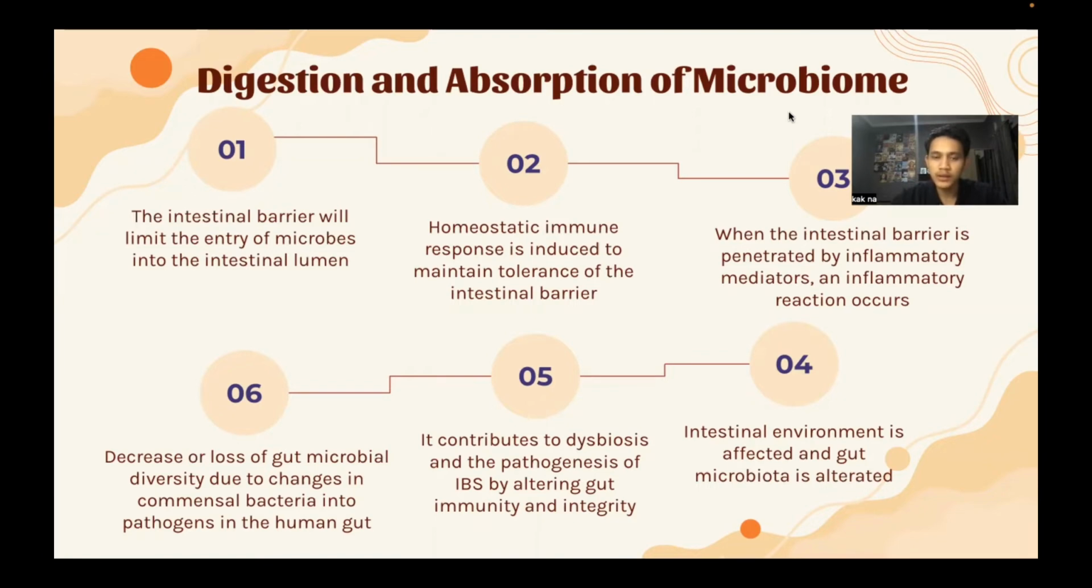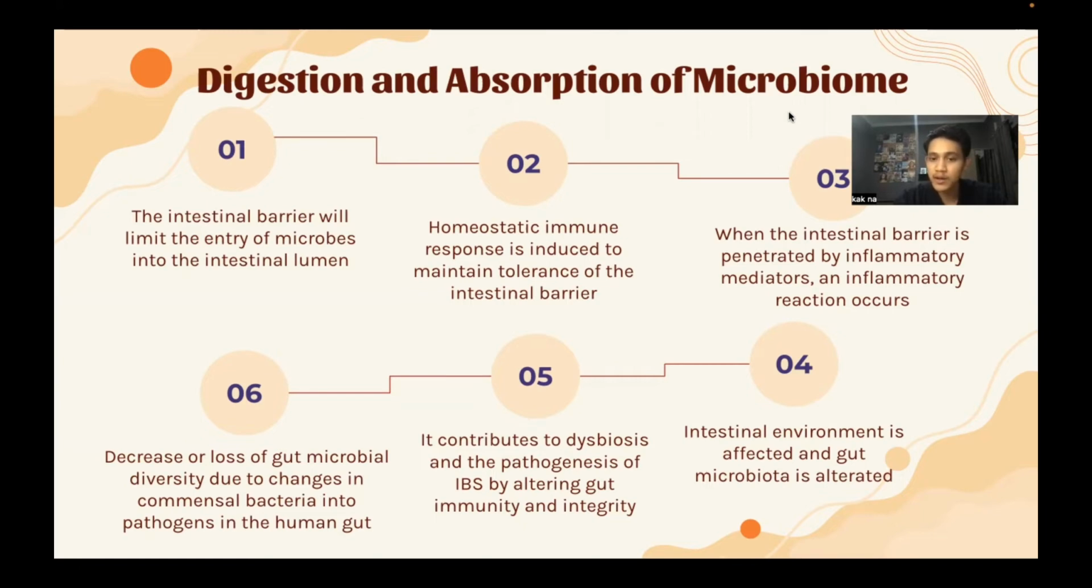Now I would like to continue this presentation, still on the digestion and absorption of microbiome. In the progress of digestion and absorption, the intestinal barrier will limit the entry of microbes into the intestinal lumen so that the homeostatic immune response is induced to maintain tolerance of the intestinal barrier to commensal microbes. When the intestinal barrier is penetrated by inflammatory mediators due to a pathogen that triggers an immune reaction, the inflammatory reaction occurs that affects the intestinal environment and changes the gut microbiota.